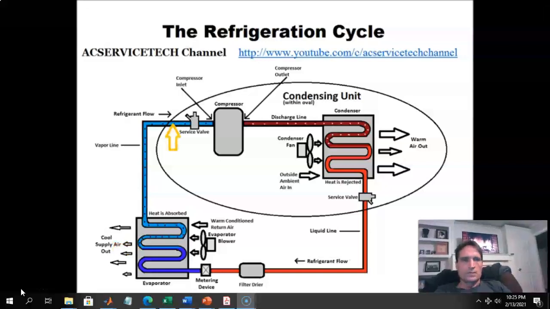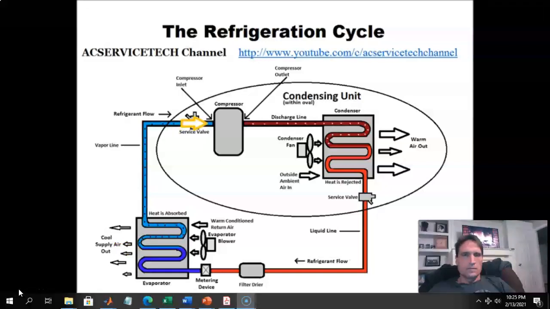After that, it just enters back into the compressor as a low pressure, low temperature vapor refrigerant, and the refrigerant cycle starts all over again.